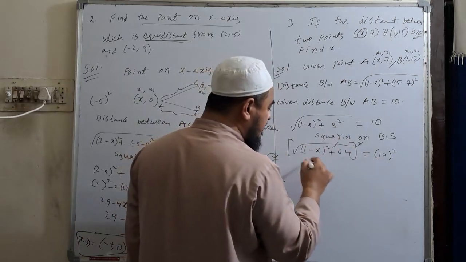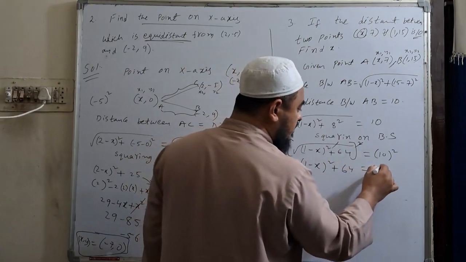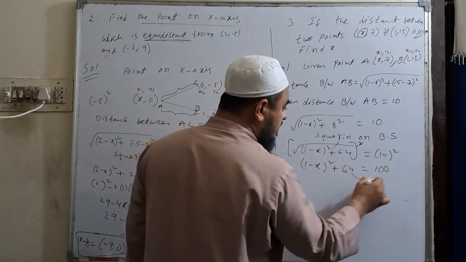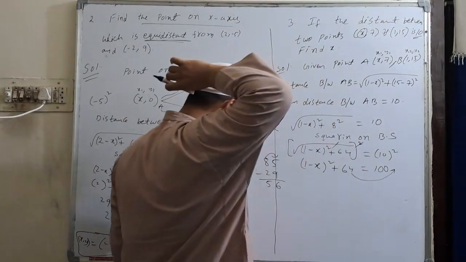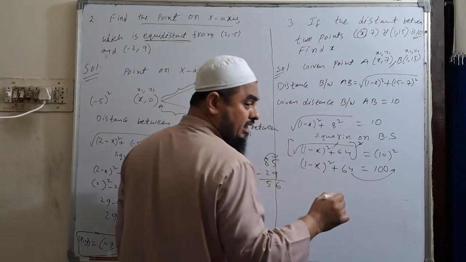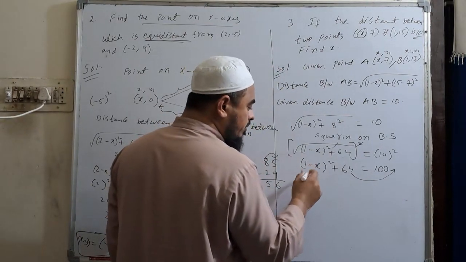We get (1 minus x) whole square plus 64 is equal to 10 square, which is how much? 100. Now this 64 we take on the right hand side. So 100 minus 64, how much is it? 36. And this is (a minus b) whole square, again the same formula.